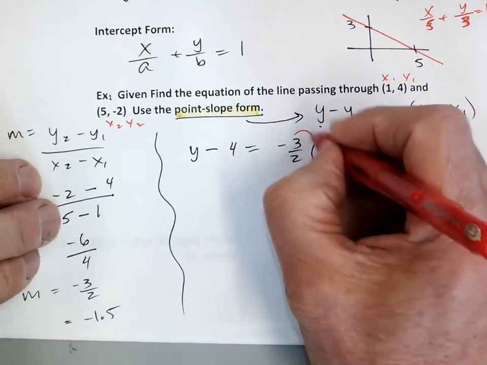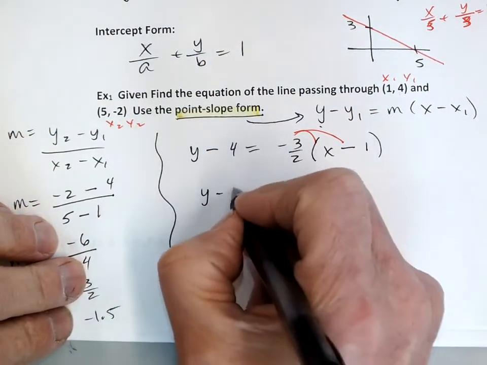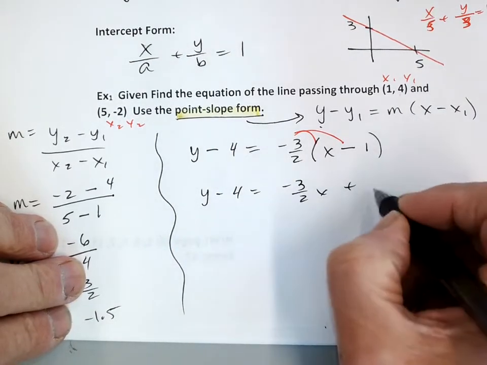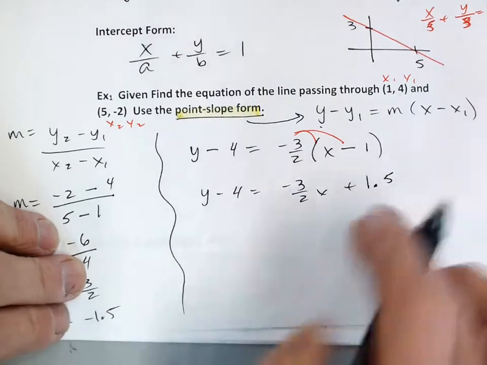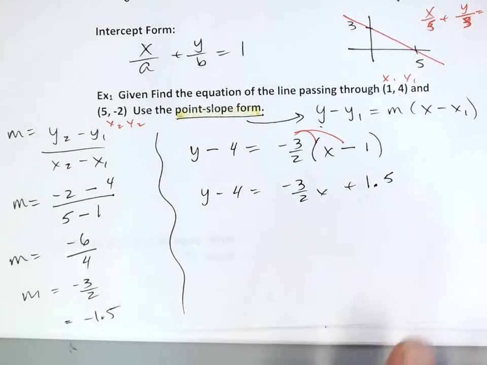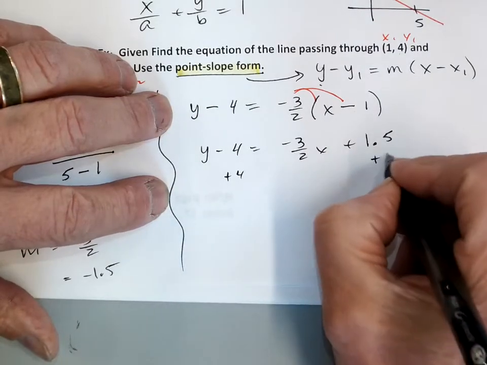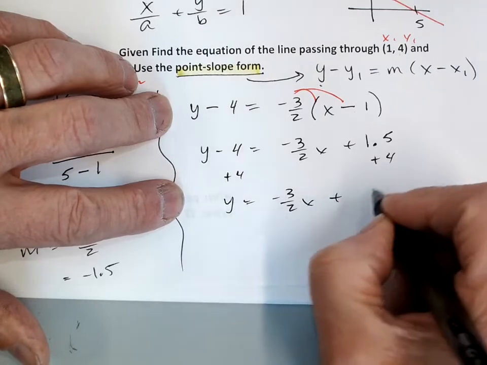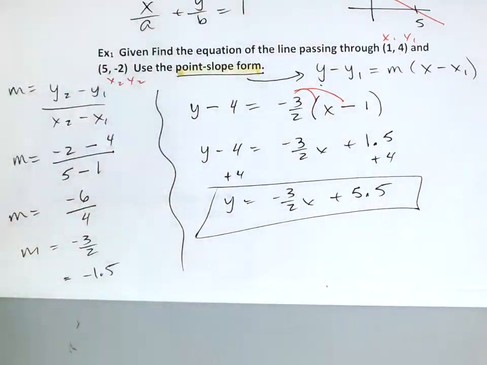I'm going to simplify by distributing, so I'll have y minus 4 equals negative 3/2 x plus, well, I'll make it 1.5. It'll make it easier to add the 4. Plus 4, plus 4, y equals negative 3/2 x plus 5.5. Thumbs up? Okay.